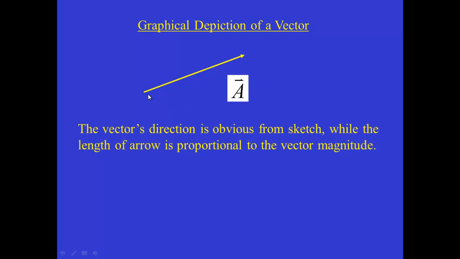Now this is not to imply that all vectors are length vectors. We could have a velocity vector. And of course, a velocity has a magnitude that's in meters per second. It doesn't just have a length. But we still draw a velocity vector as an arrow, and we draw it so that the size, the magnitude of it, is proportional to its length on the sketch.